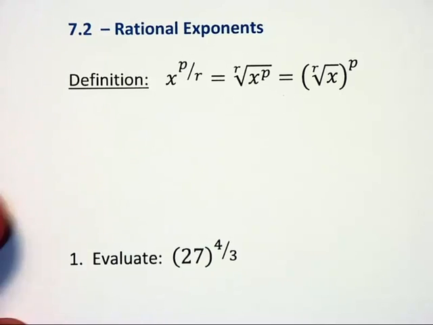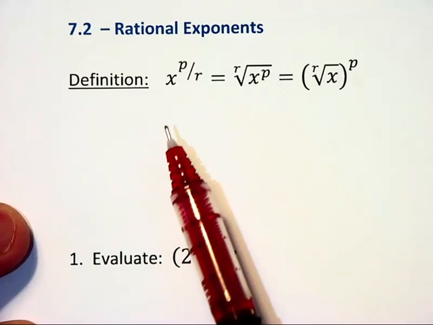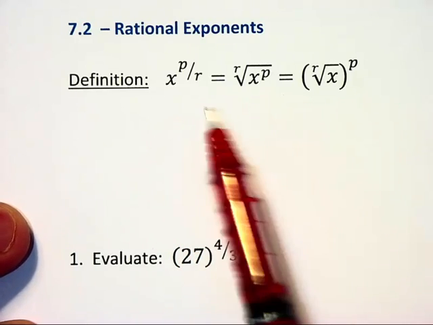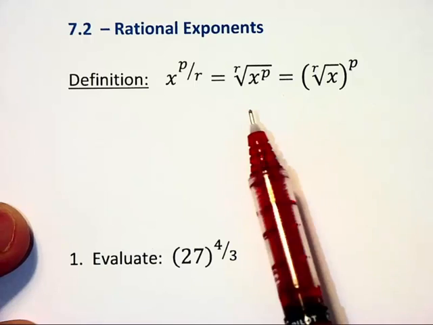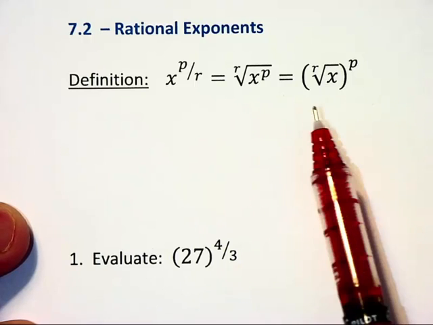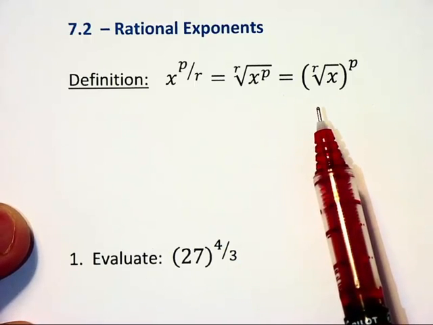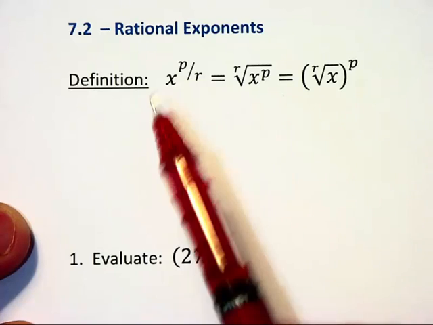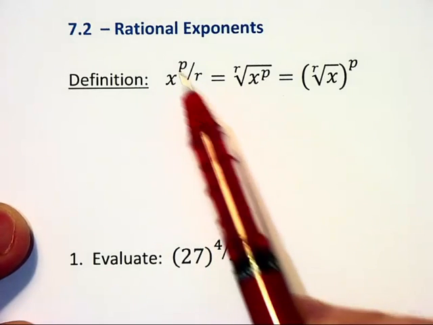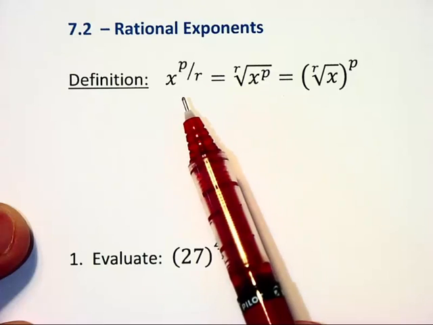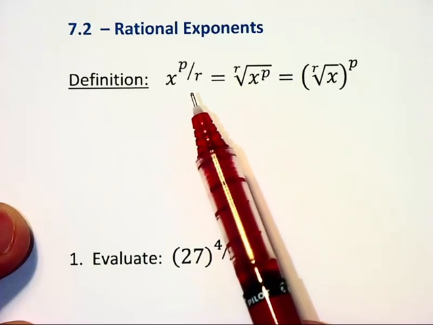Let's take a look at rational or fractional exponents. This is a brand new topic for most of you here, and I basically have the definition laid out for you. Now when you look at it in this form, it may be a little bit confusing, but let me make some sense out of it for you. I've used the letters P and R to represent power and root, and anytime you have a fractional exponent, it means that you're dealing with a root.